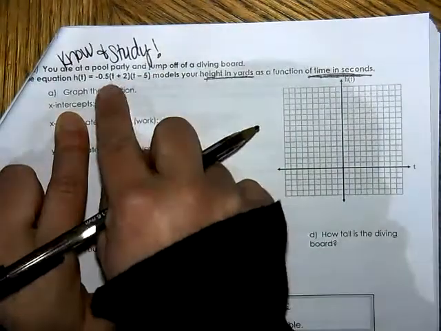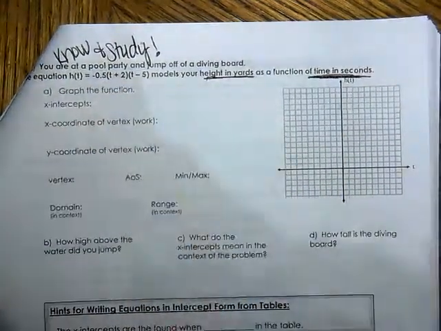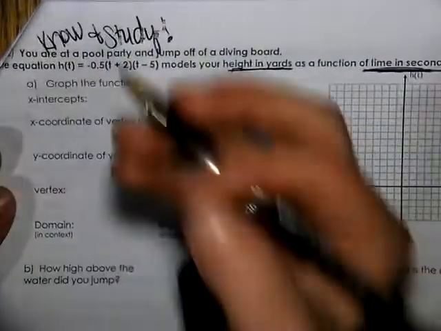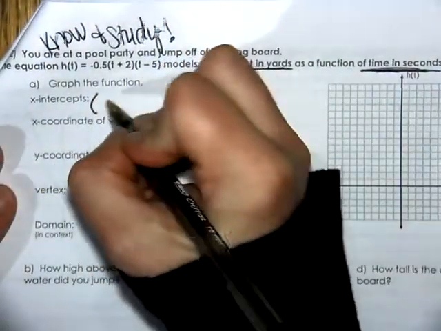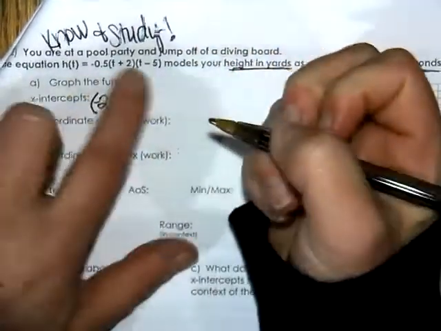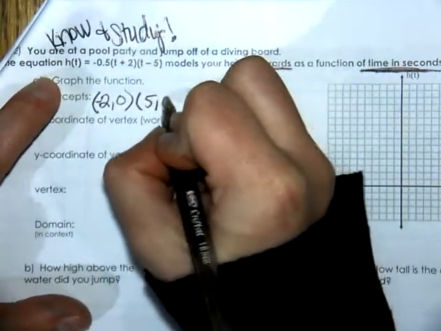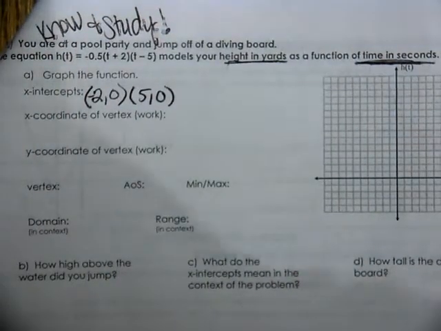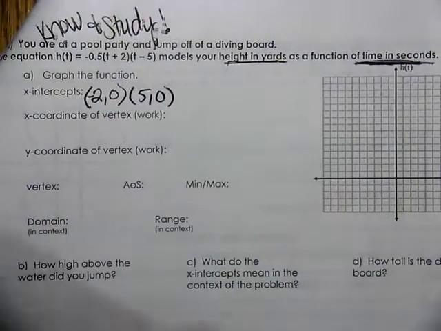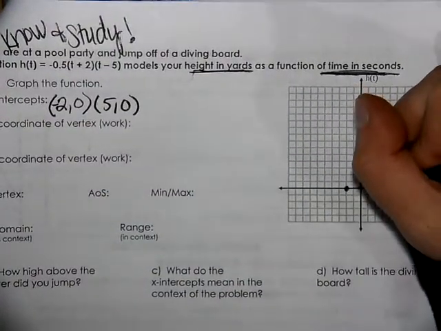My x-intercepts are going to be the opposite of what I see. So if I see a plus 2, that means my x-intercept is going to be located at (-2, 0). And the opposite of a minus 5 is a positive 5, so (5, 0). I'm going to start off by graphing these points. Here is (-2, 0) and (5, 0).